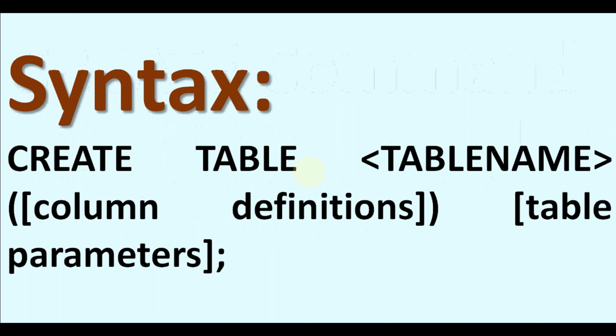After this, the syntax to create a table by using the create command is: create table, thereafter the table name, thereafter in the brackets column definitions, table parameters, and thereafter a semicolon. So here create is the command, thereafter we have to write table, thereafter the table name will come, then in the small brackets we have to mention one by one all the fields that we want in our table with their data type and size also. So this is the syntax to use the create command to create a table in a DBMS.